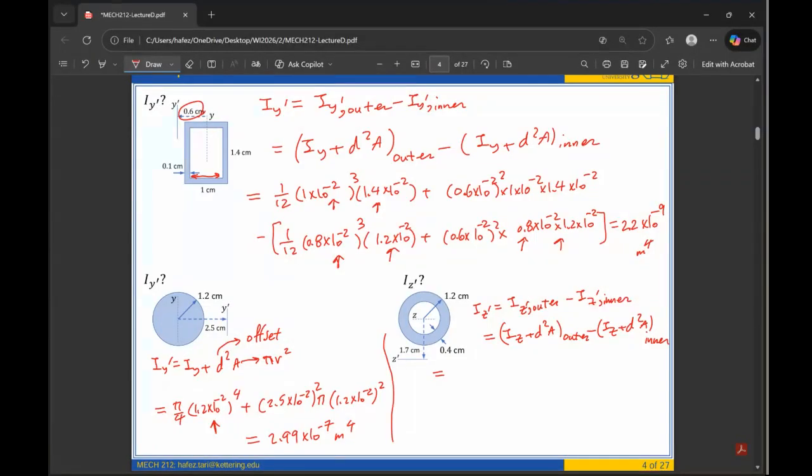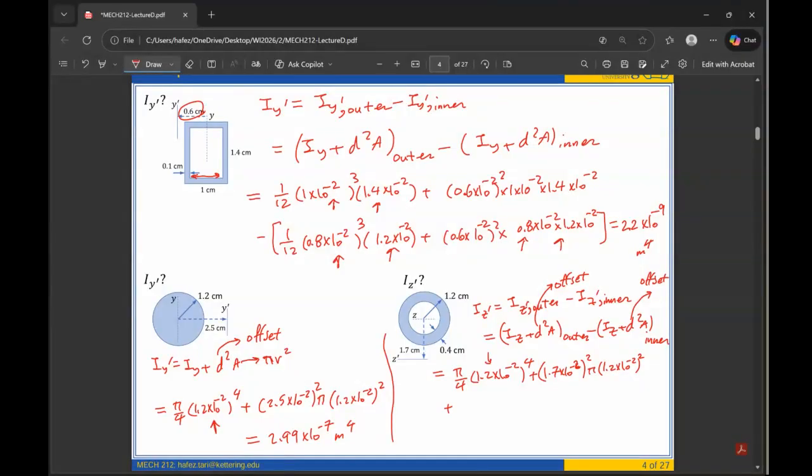So for the outer, just focus on the outer circle. Pi fourth radius to the fourth, 1.2 times 10 to negative 2. The d is not the diameter, it's the offset in this case. So it is 1.5, 1.7, square it, times the area. So pi r squared, again r is given in here, 1.2 times 10 to negative 2, pi r squared.